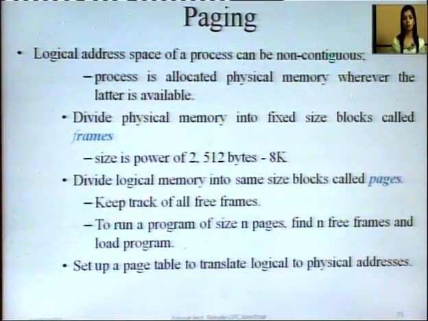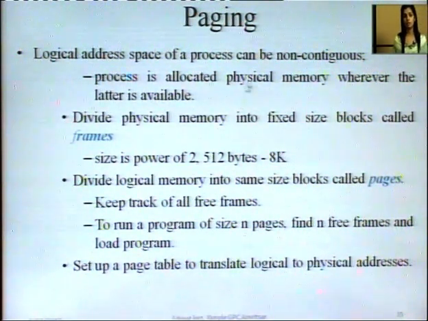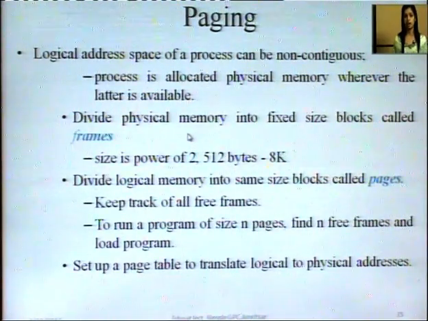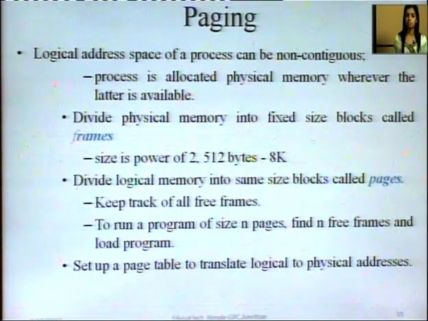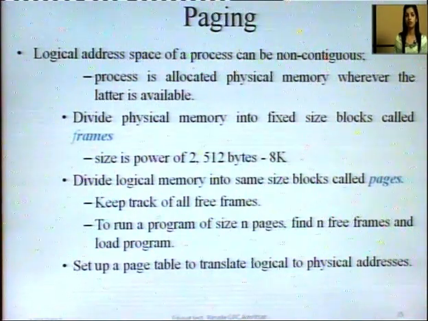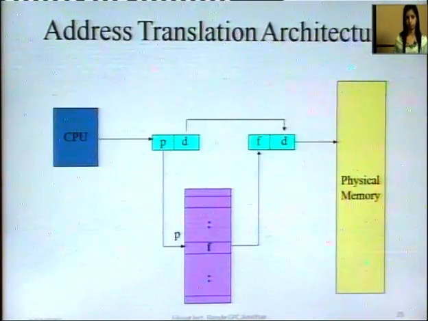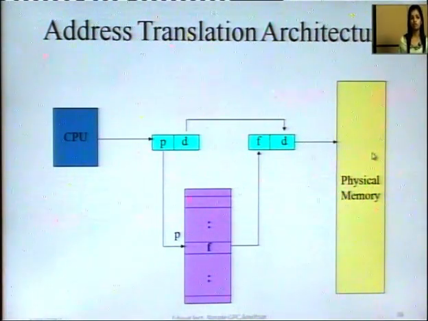So next is paging. The logical address space of a process can be non-contiguous. A process is allocated physical memory wherever it is available. It divides physical memory into fixed-size blocks called frames. That means a single physical memory is divided into a number of blocks. Those blocks are known as frames, and logical memory is divided into small blocks known as pages. So in this way we are getting paging from physical memory.